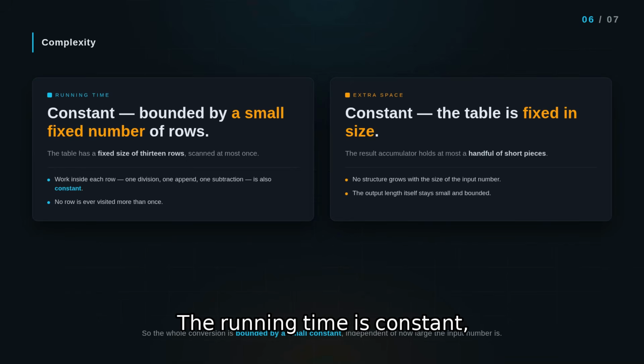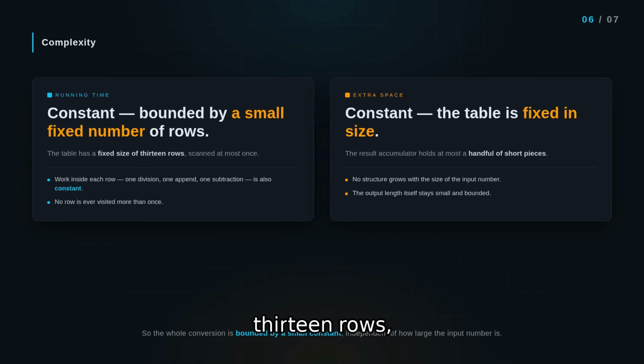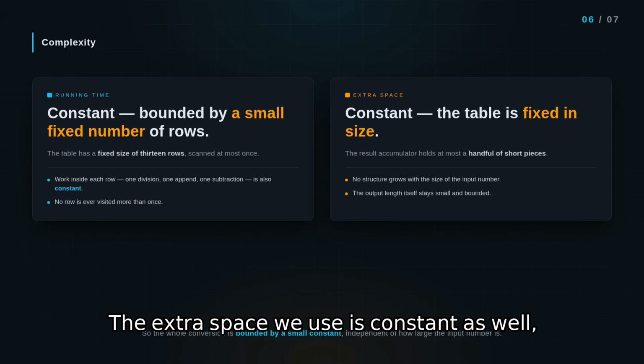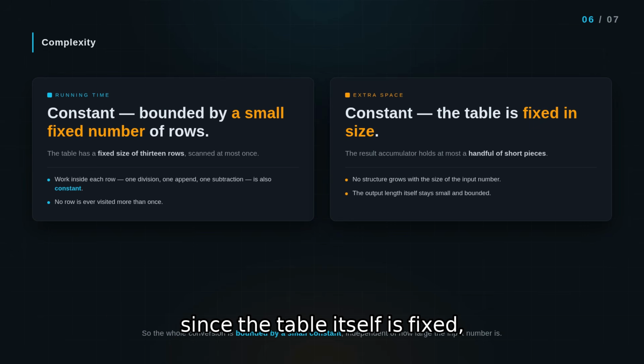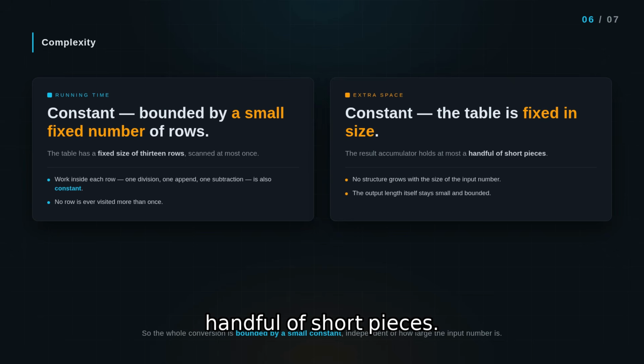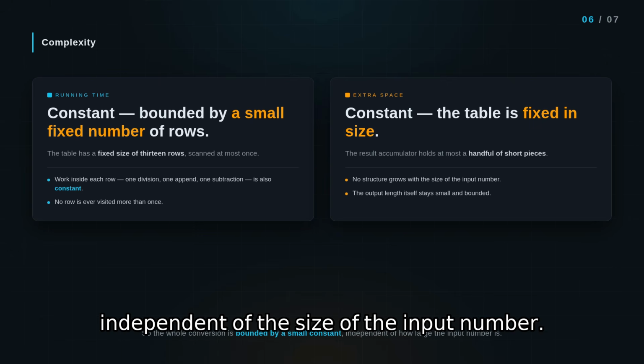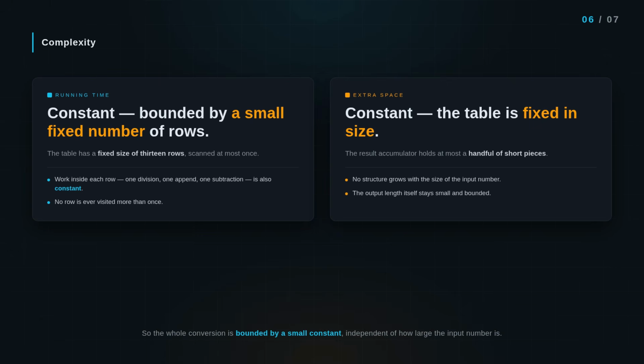Complexity. The running time is constant because the table has a fixed size of 13 rows, and we scan it at most once. The work inside each row, a division, an append, and a subtraction, is also constant. The extra space we use is constant as well, since the table itself is fixed, and the result accumulator holds at most a handful of short pieces. So the whole conversion is bounded by a small constant, independent of the size of the input number.